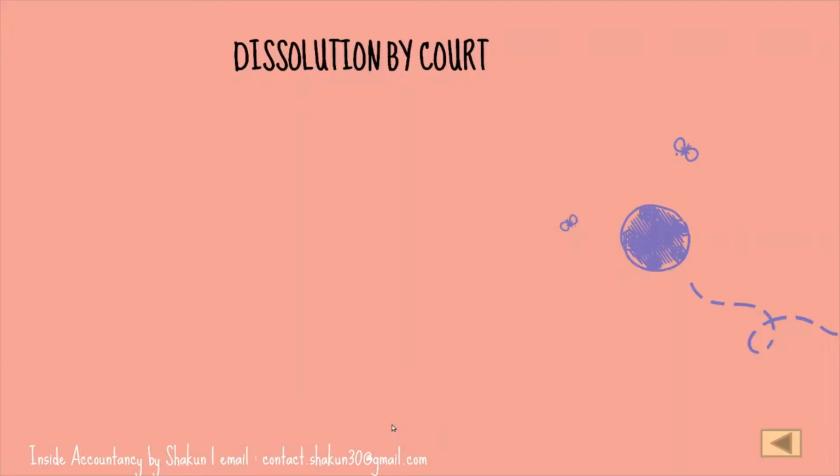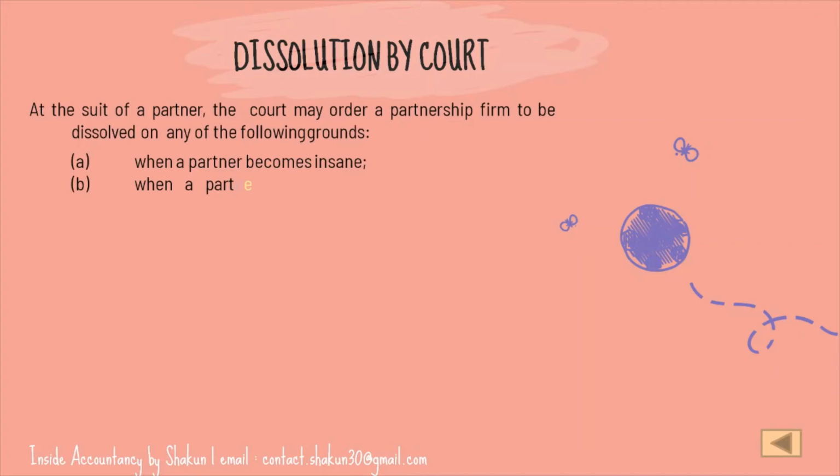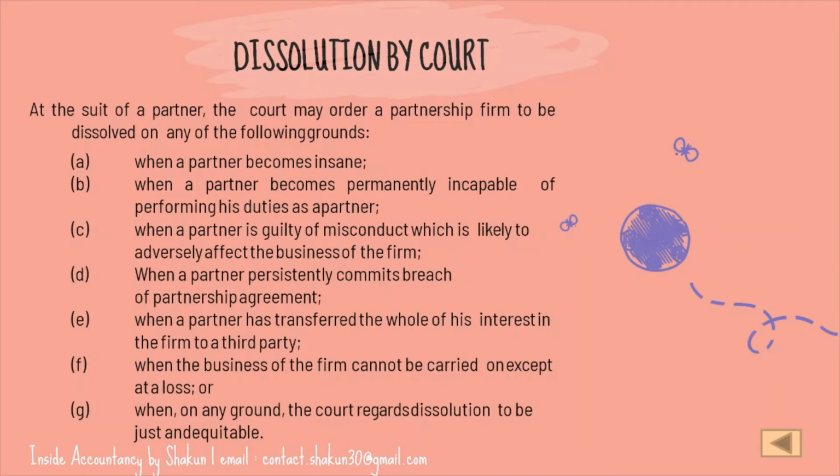So the court may also order that a particular firm should be dissolved. When does that happen? A court may pass an order for the dissolution of the firm when, number one, a partner becomes insane, of unsound mind; then the court orders the firm to be dissolved. Next is when a partner becomes permanently incapable of performing his duties as a partner. So if a partner is mentally ill or physically ill and is not able to perform his duties, then the firm may be dissolved.